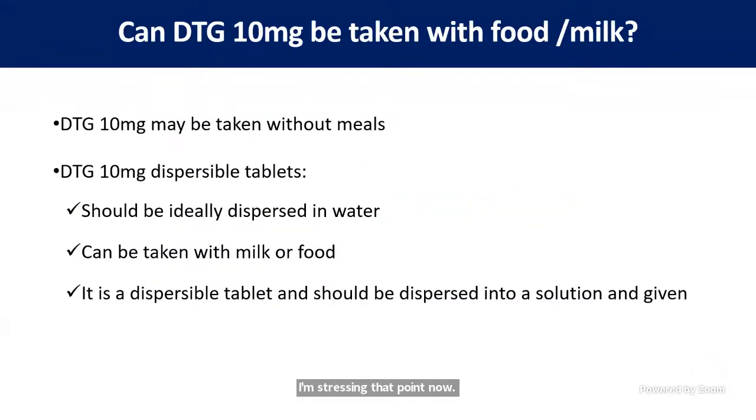Now, what is the relationship with meals? I mean, when to give? It may be given without regard to meals. The 10 milligram dispersible tablet should ideally be dispersed in water, dissolved in water. It can be taken with milk or food. The dispersible tablet should be dispersed into a solution and given. If the child is able to swallow, then you can also give it directly to the child.